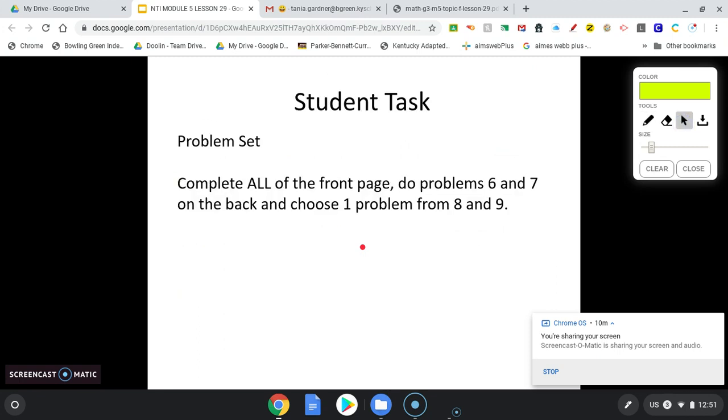Okay, so what I want you to do is complete all of the front page, do problems 6 and 7 on the back, and choose one problem from 8 and 9. Good job. You have done fabulous with fractions.